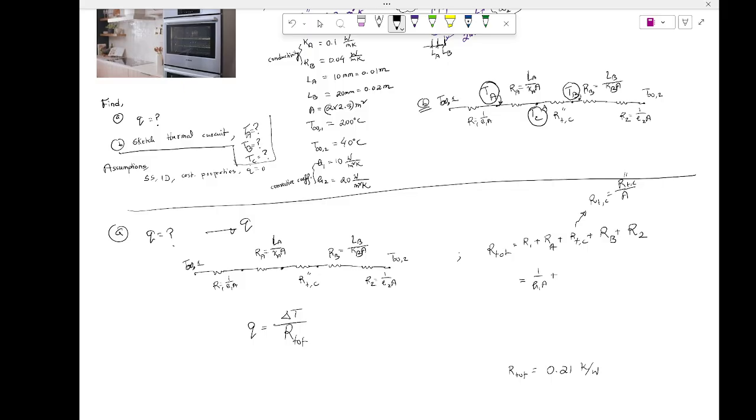For part B, what are you going to do? You see that the same Q is applicable for all the resistors. I did teach you that. So now, if you're trying to find, say, the temperatures TA, TB, TC, if you're trying to find TA, what you're going to do? You're going to isolate just one resistance, okay?